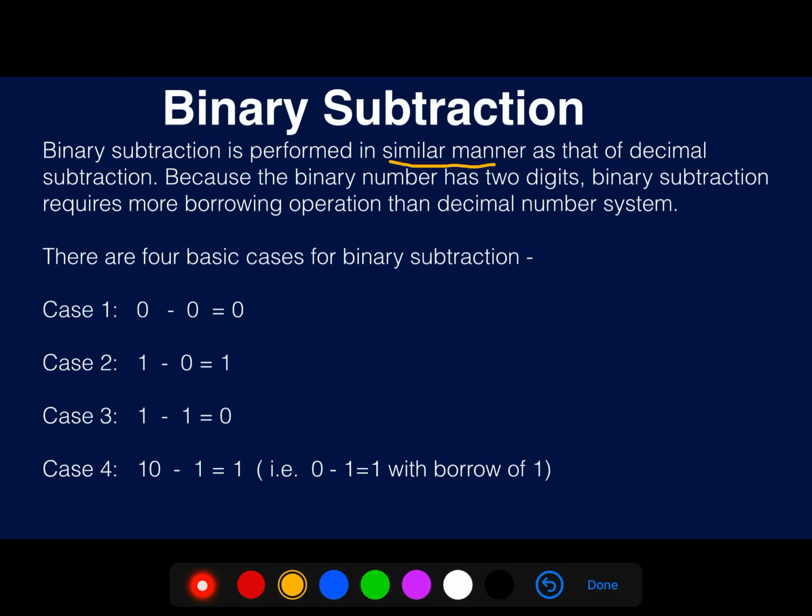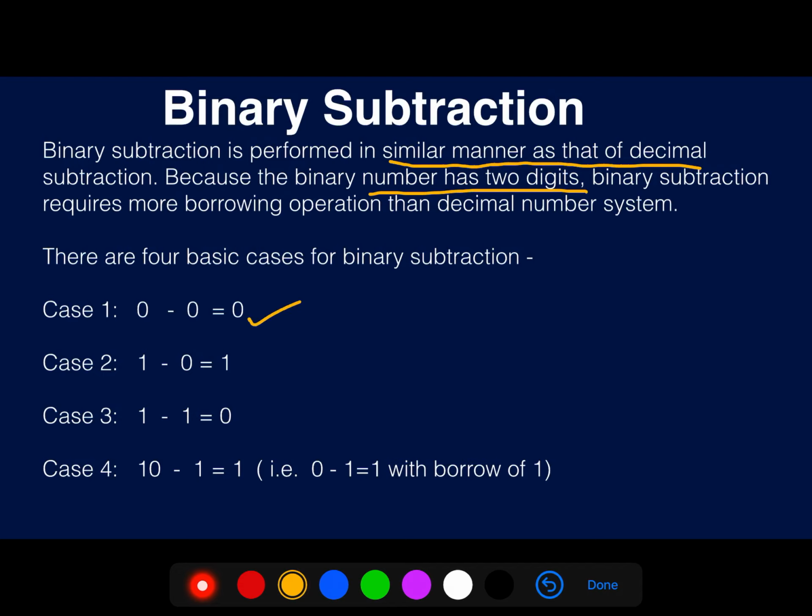Now binary subtraction is performed in a similar manner as we do in decimal subtraction. And one more thing, because there are only two digits, 0 and 1, binary subtraction requires more borrowing operations than the decimal number system. Here we have to borrow quite often. Now we will see the four basic cases of binary subtraction.